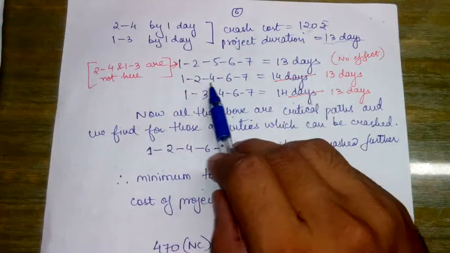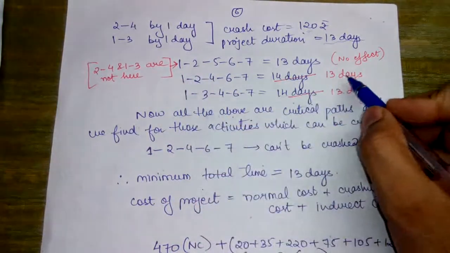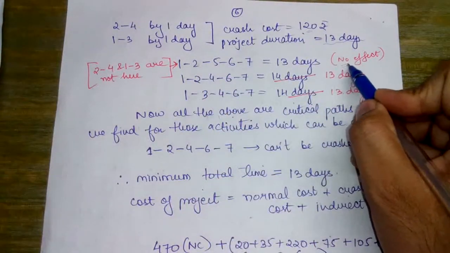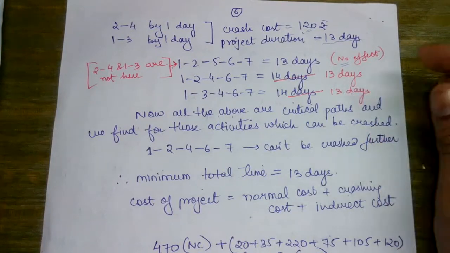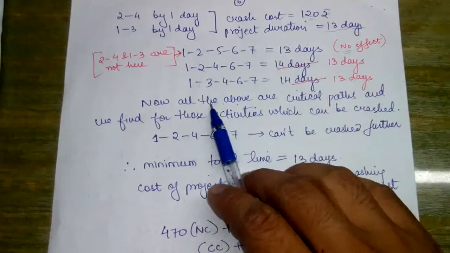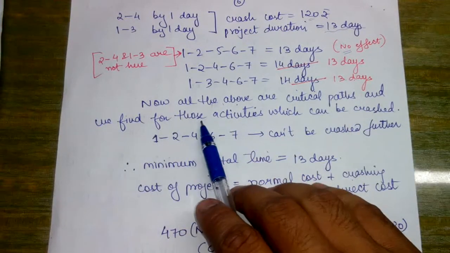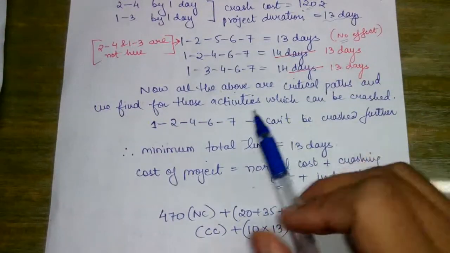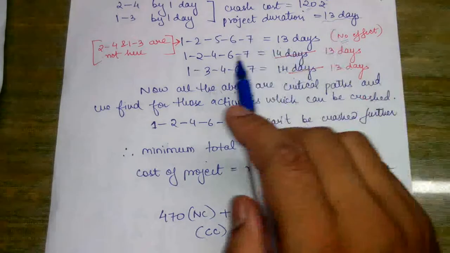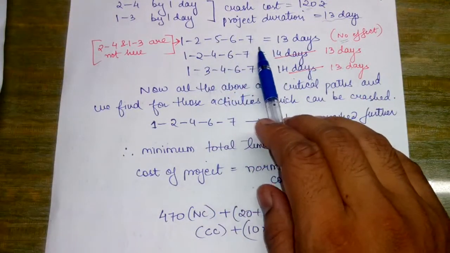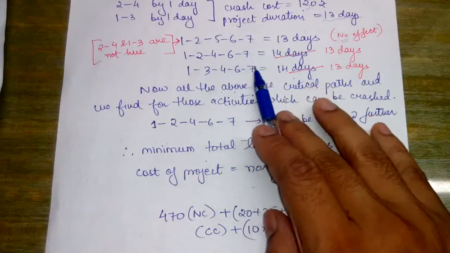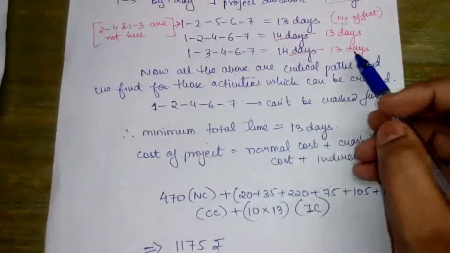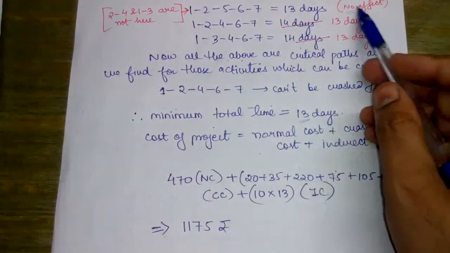Here 2 to 4 and 1 to 3 are both reduced by 1 day. Since 2 to 4 and 1 to 3 are not included in this path, it has no effect. Therefore these two will be reduced by 1 day and it becomes 13 days. Now for all the above critical paths we look for activities which can be crashed. Since we have almost crashed all the activities, none can be crashed further: 1 to 2, 2 to 4, 4 to 6, 6 to 7, 1 to 3, 3 to 4, 4 to 6, 6 to 7. All the activities have been crashed, so we cannot crash it further. So what we find is that the minimum total is 13 days.